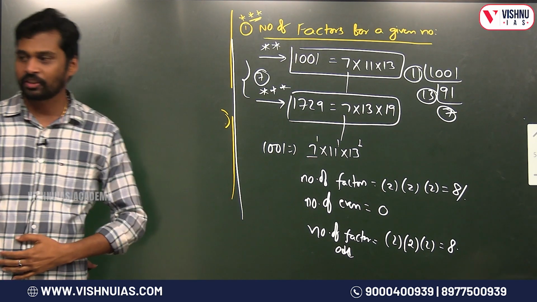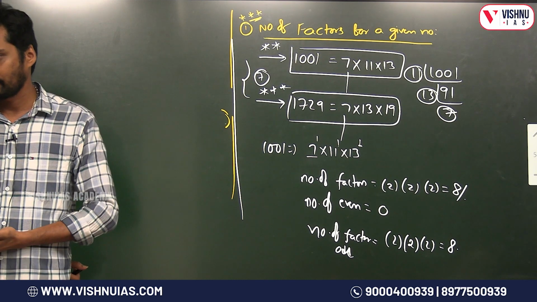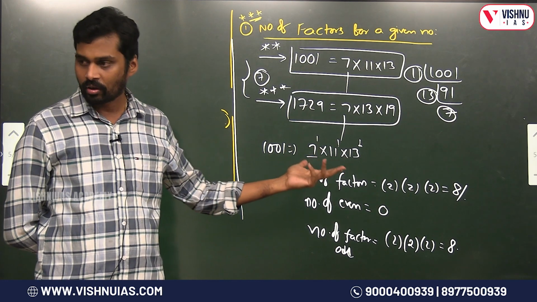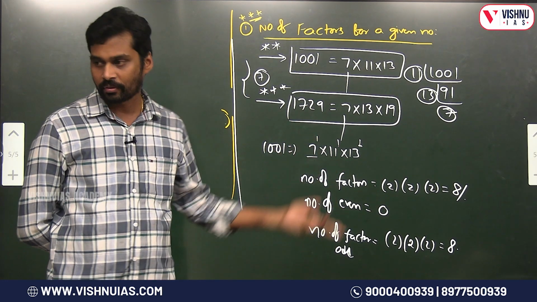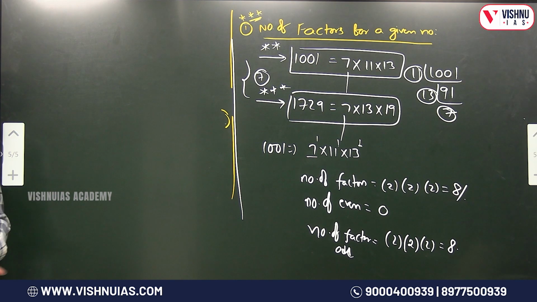The number of odd factors condition is what? Except the 2 power, you take the powers of the remaining prime numbers. So 2 is anyway not there, so all the remaining are odd numbers only. So add plus 1 to each power: 1 plus 1, 2; 1 plus 1, 2; 1 plus 1, 2. For everybody the answer is the same.